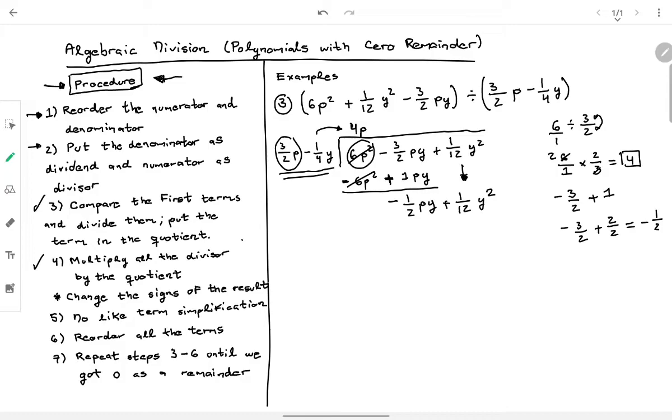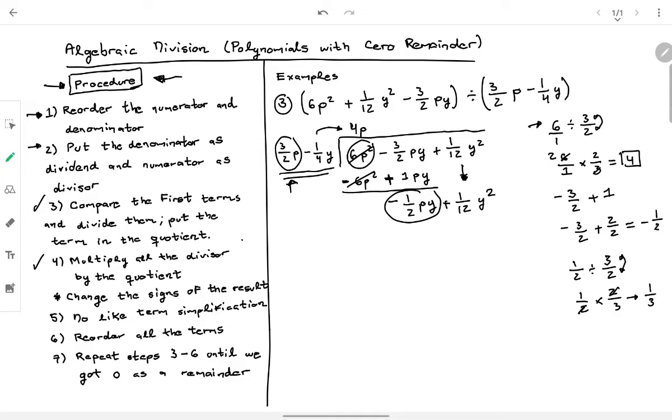Then we need to do the same. We need to compare the first term with the first term. So in order to obtain it, 3/2 multiplied by something, we will need to get minus 1/2. So it's the same as this one. We can divide 1/2 divided by 3/2. So we can flip this one. We will get 1/2 multiplied by 2/3. We can eliminate it and we will get only 1/3.